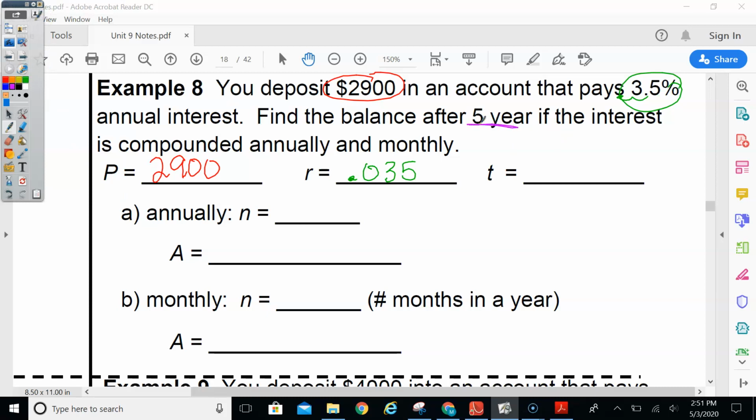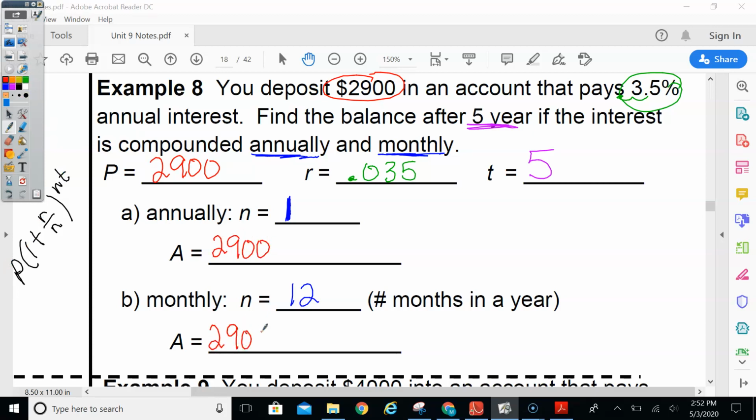T, we want to know after 5 years. And then it says it's compounded annually and then monthly. So this one, we're not going to use the E one, we're going to use the NT one. So N for annually is once a year, and N for monthly is 12 times a year. So again, the formula was P times 1 plus R divided by N to the NT power. So P is 2,900. I'm going to go ahead and write it for this one too because it's the same starting amount.